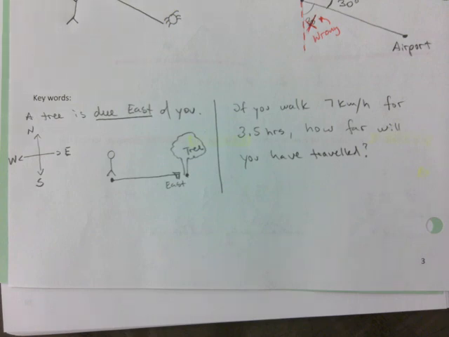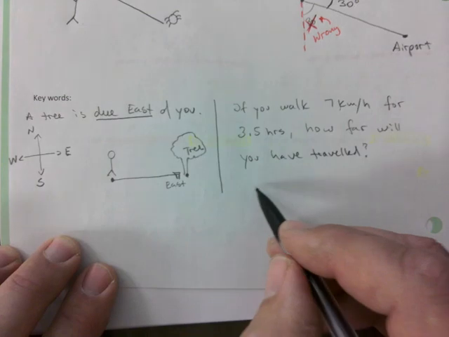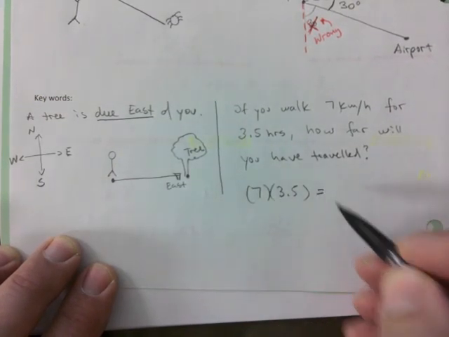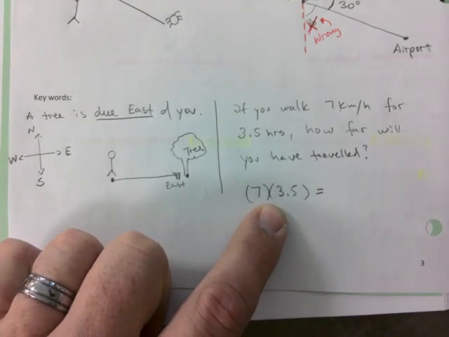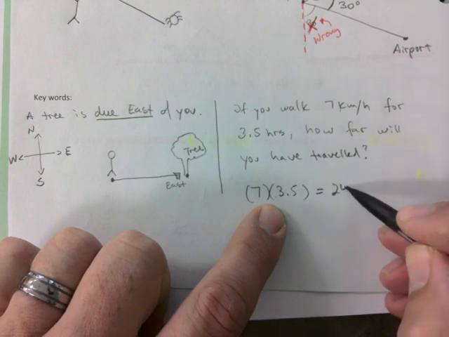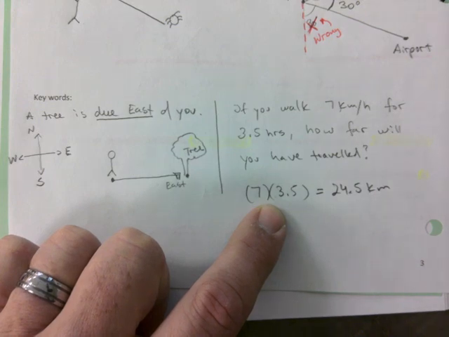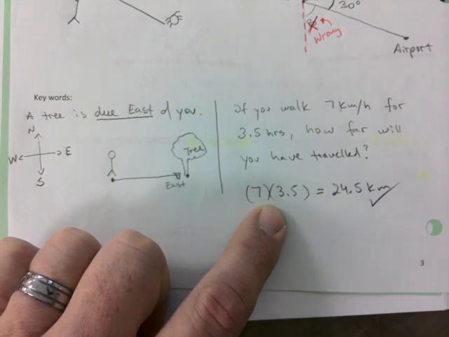It's kind of like, if a mechanic charges you $100 per hour and works on it for 3.5 hours, what would you do? $100 per hour times 3.5. Same here, 7 kilometers per hour, 7 times 3.5. 3 times 7 is 21, and another half, 24.5. You can double check me. Yeah, it's 24.5.